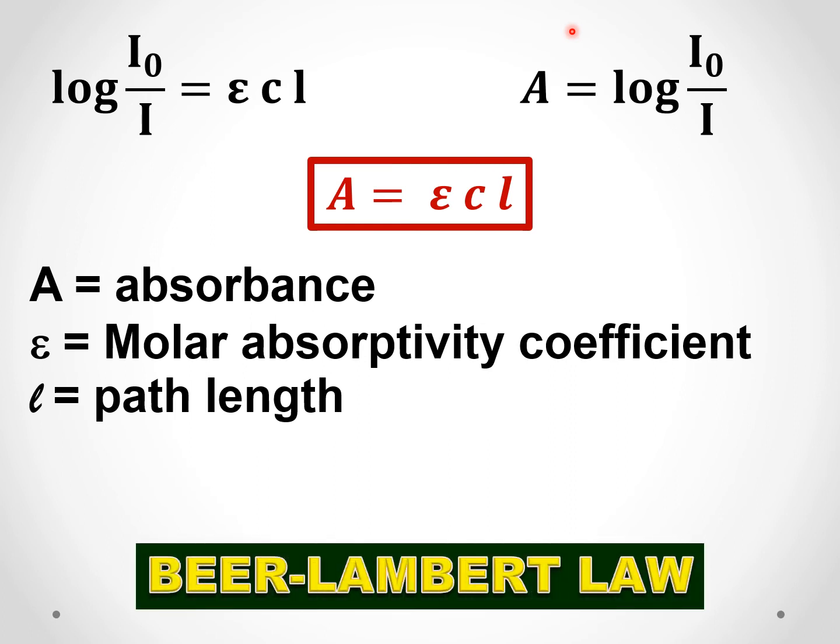This is known as the Beer-Lambert law. This is a very fundamental law in spectroscopy. So A is equal to absorbance, epsilon is the molar absorptivity coefficient, L is the path length, and C is the concentration. So A is equal to log I0 by I, where I0 is the initial intensity of the light and I is the final intensity of light. So A is equal to epsilon CL, Beer-Lambert law.